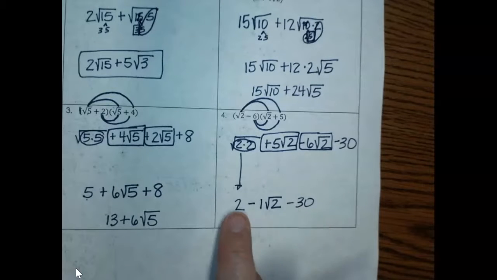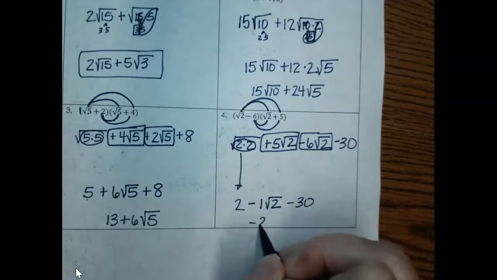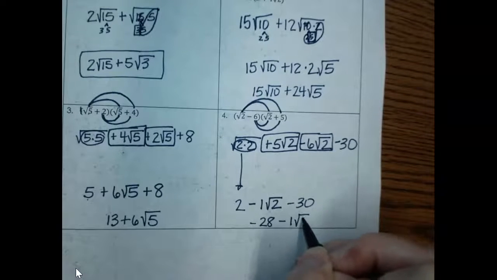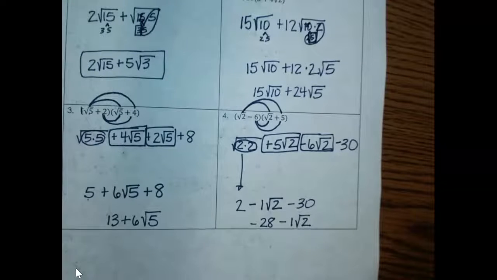I still have like terms. I have two constants here. 2 minus 30 is going to be negative 28 minus 1 square root 2.